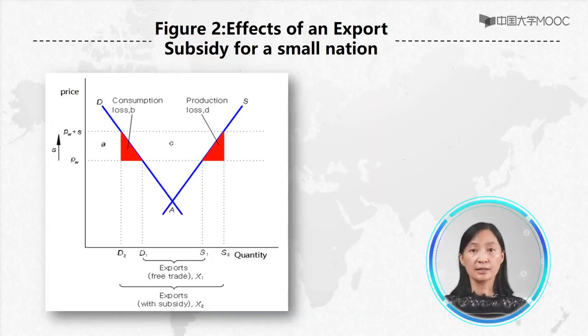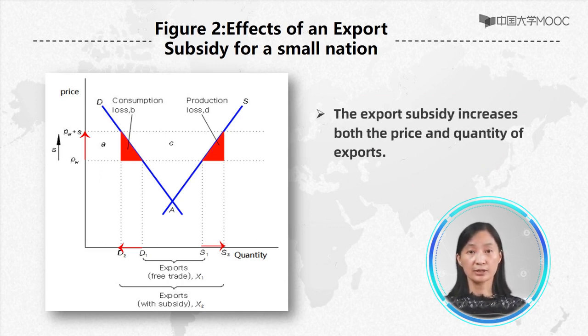With the price rising to PW plus S, the quantity supplied in home increases to S2, while the quantity demanded falls to D2. Therefore, home exports increase to X2 minus D2. So from the domestic perspective, the export subsidy increases both the price and the quantity of exports.